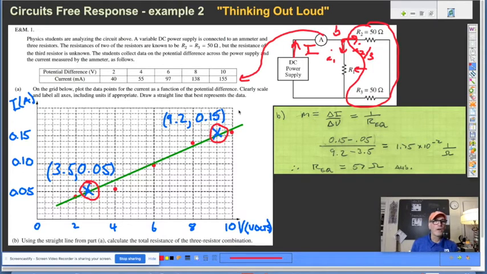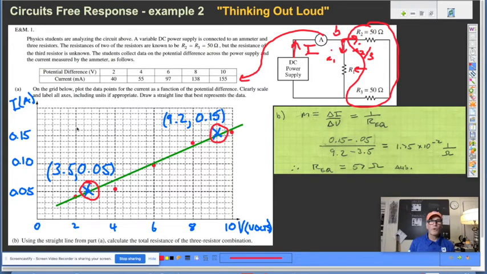All right, on the grid below, plot the data points for the current as a function of the potential difference. Clearly scale and label all axes, including units if appropriate. Draw a straight line that best represents the data. Now notice on the y-axis, I converted current from milliamps to amps. I just wanted to get it out of the way so I didn't have to worry about it later. I tend to forget to convert, so I'm doing that now.